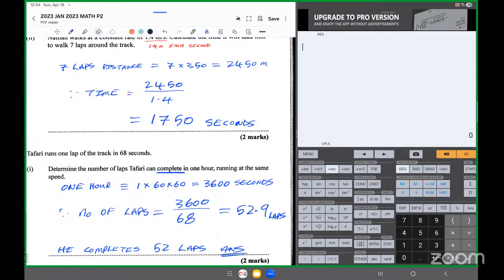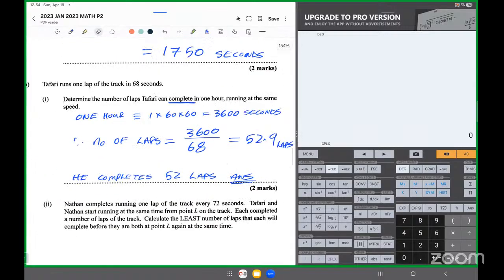When a question asks for the number of something, the number of something is something that you count, right? So you're counting the laps. So the number of laps completed is 52. He has not reached the 53rd lap yet, he's on the 53rd lap. He has completed 52 laps. So the answer is 52. That's what CSEC is looking for, 52, not 52.9.